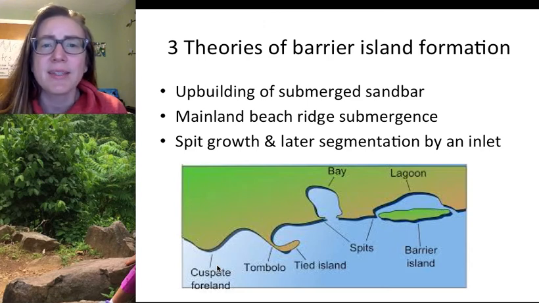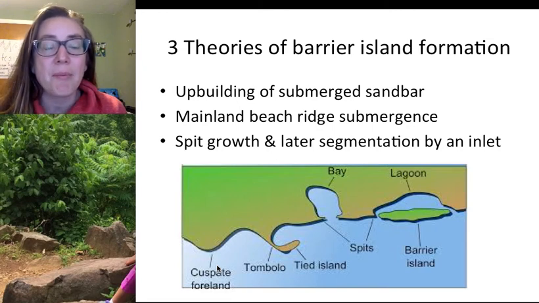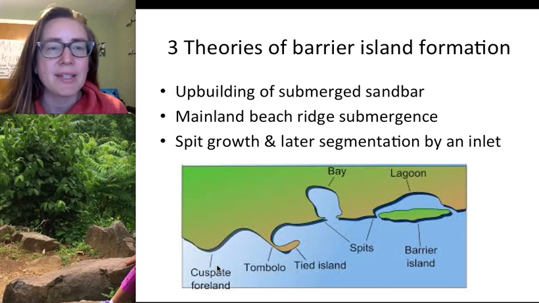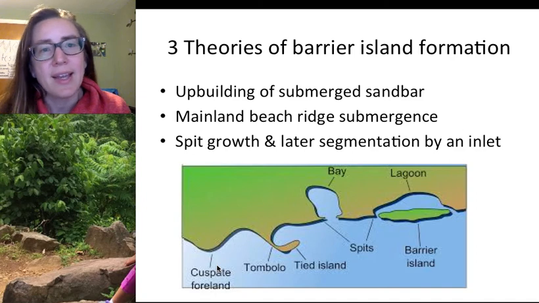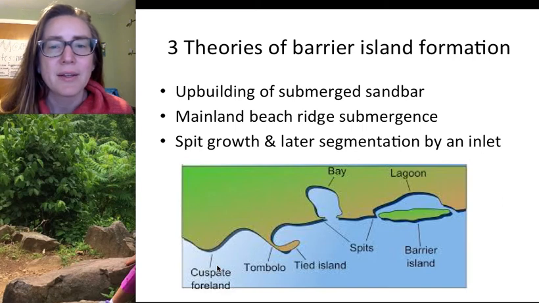The second one is the mainland beach ridge submergence. So here you might have an area of land and then it might be overtaken by water, which then separates it from the mainland. And the third is the spit growth and later segmentation by an inlet. In this case, we'll go over how that spit might form, and then, as the name suggests, as the theory suggests, it would then become separated from that mainland.